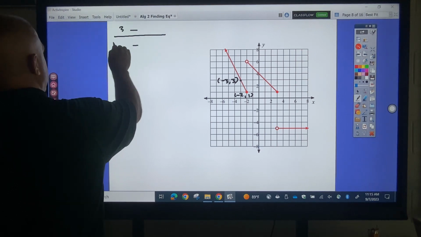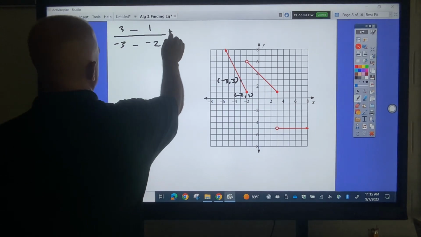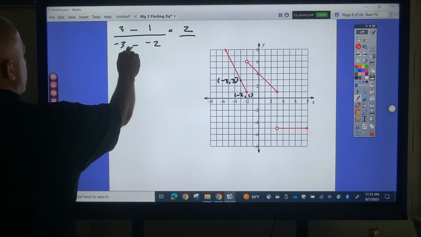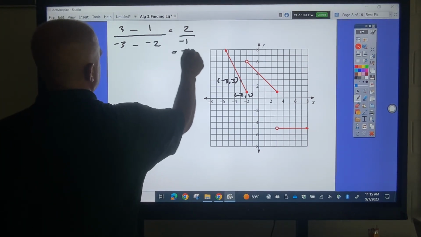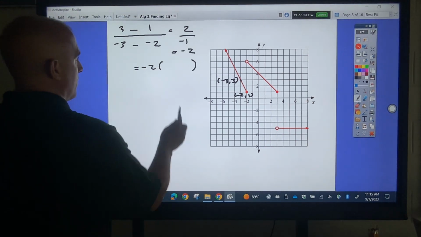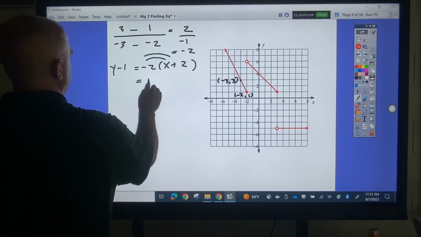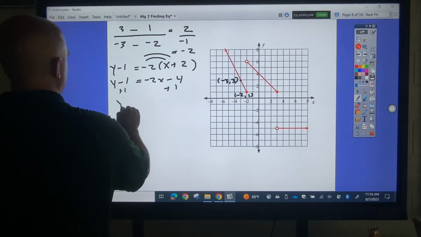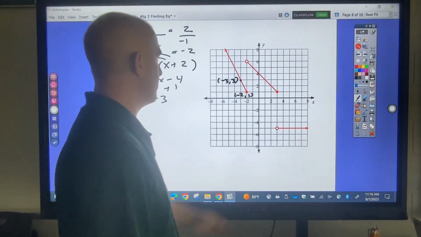Change in y, 3 minus 1, and change in x, -3 minus -2. 3 minus 1 would be 2. -3 minus -2 would be -1. Excuse me, -2 is the slope. I can use either point. Distribute that, that's -2x minus 4, and then add 1. That's y equals -2x minus 3. So that's what that equation would be.